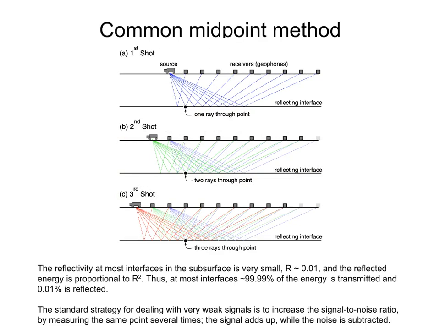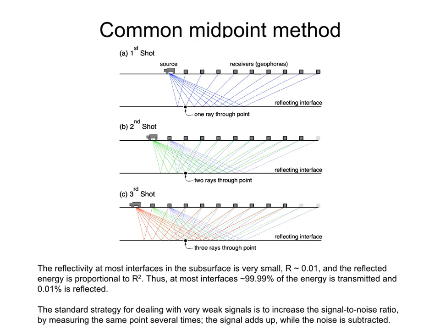The strategy for dealing with very weak signals is to increase the signal-to-noise ratio by measuring the same point several times. The signal adds up, while the noise is subtracted. The geometry by which this is achieved is shown in this figure. Each panel corresponds to one shot. The black dot, and each point on the reflector with a ray going through it, is a common midpoint or CMP, sometimes referred to as a common depth point or CDP.